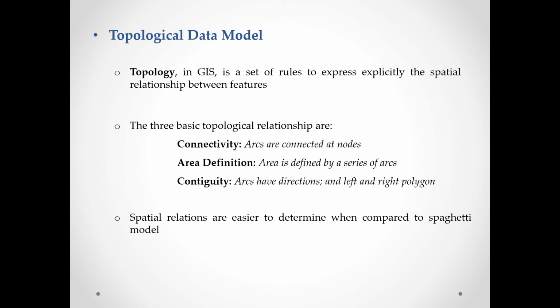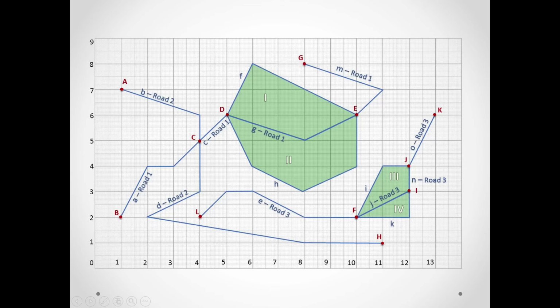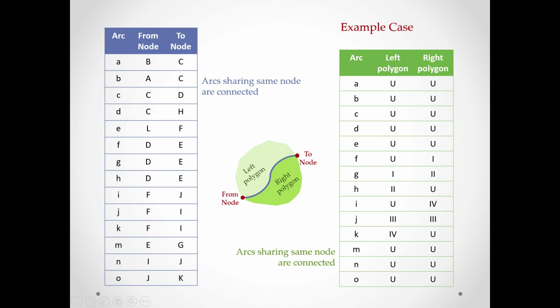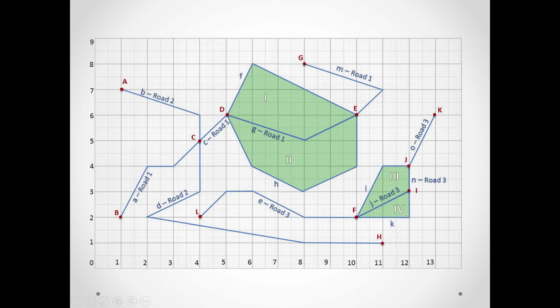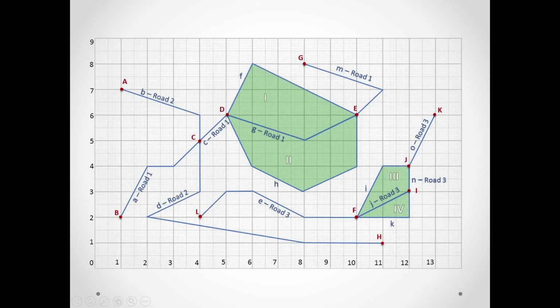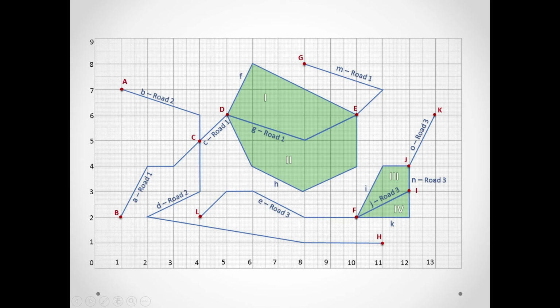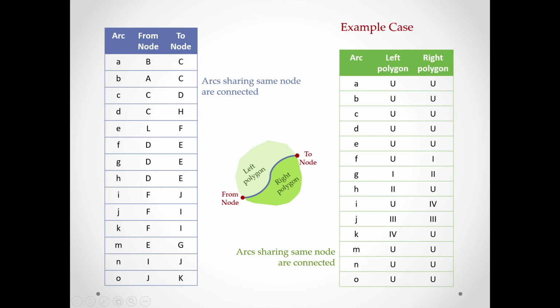Spatial relations are easier to determine when compared with the spaghetti model. Let's take the example: arc A is from node B to node C, arc B is from node A to node C, arc C is from node C to node D, and arc D is from node C to node H. Like this, arcs sharing the same nodes are connected.